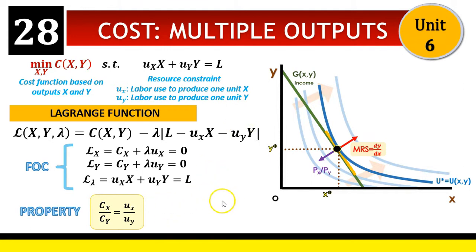In this particular case, we will also have an interesting property in which the marginal cost ratios are equal to the ratio of the labor usage for both outputs. And as before, the Lagrange function is simply the objective function, which in this case is the cost function, minus lambda times the resource constraint, in which, remember, we have to have it equal to 0.